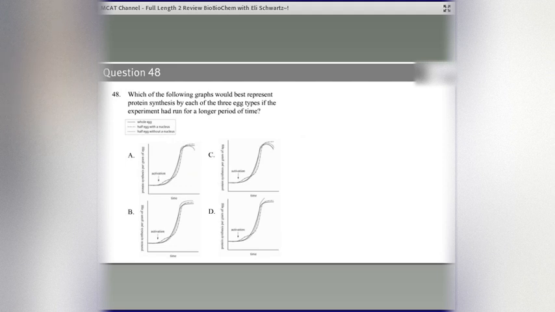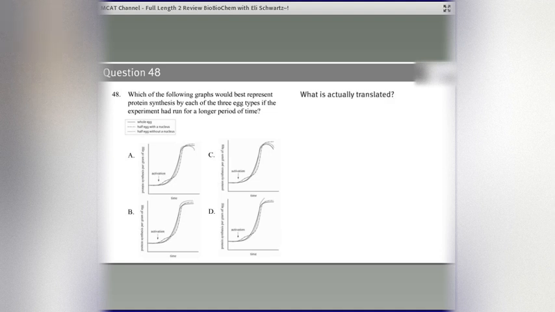Protein synthesis by the egg types in the experiment. Now, if you don't remember this one from the test, or if you haven't had a chance to take the test, then this relates back to a figure from the passage. This is the 4th passage in that set. And the passage told us that protein synthesis, there are 3 different types of sea urchin eggs that were being experimented on. Whole eggs, half eggs that had a nucleus, and half eggs without a nucleus.